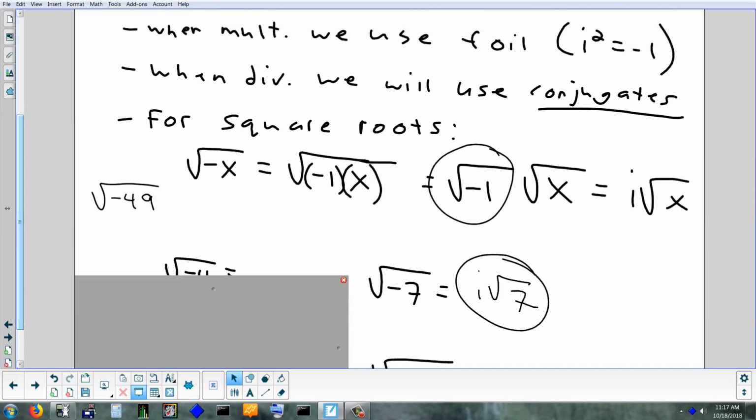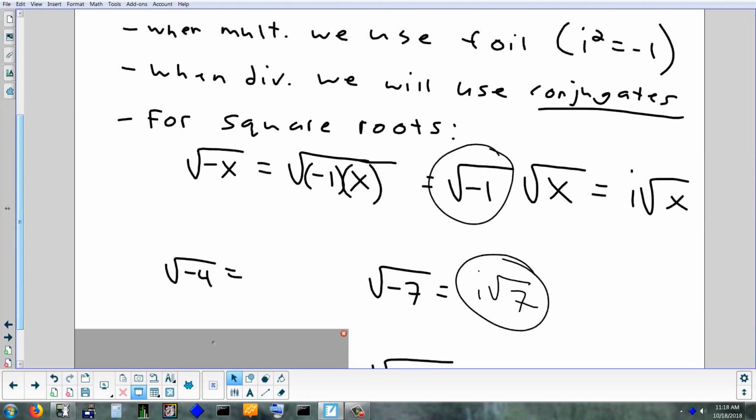Okay, let's do one that we can simplify. The square root of -4. What would that one be? Yep. 2i. That would be the answer to this problem.